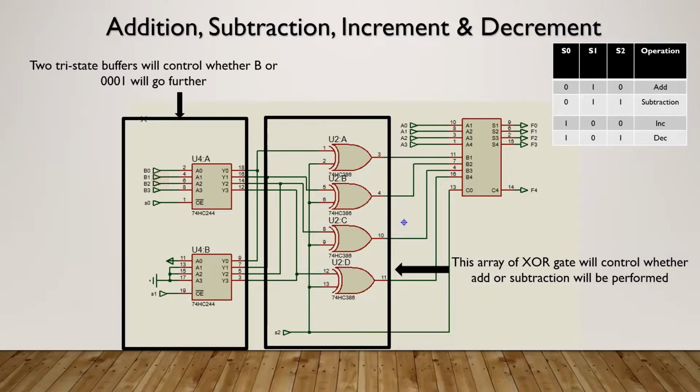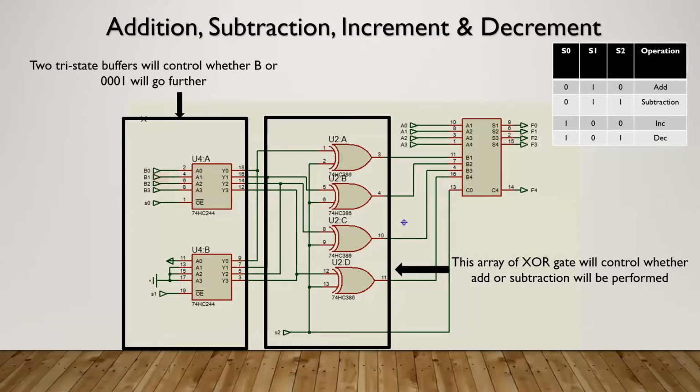If S2 is 0, then 0 will go to the input side of the XOR gate. So as a result, we will get the exact bits of B at the output of the XOR gate. If S2 equals 1, then the 1's complement will go to the output and will get added to another 1 and will produce the 2's complement of B. It will get added to the bits of A, which will result in the subtraction.